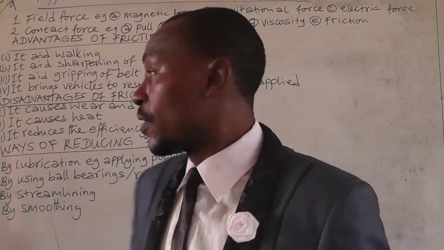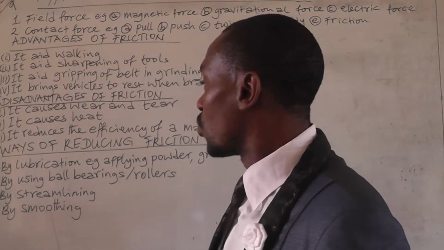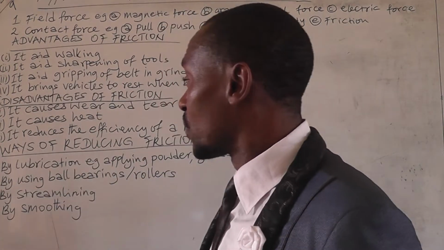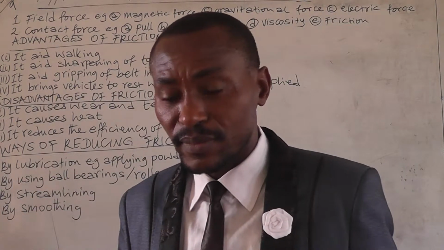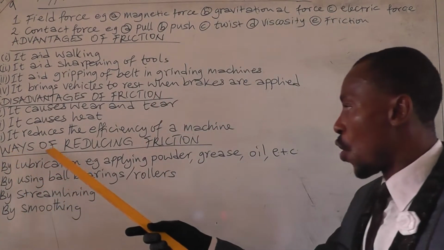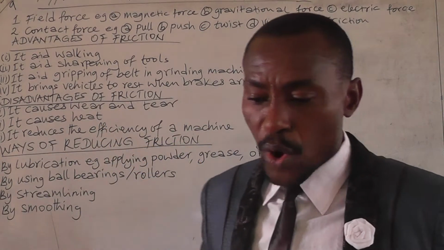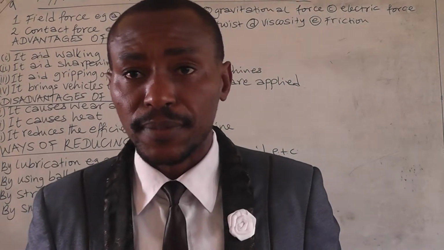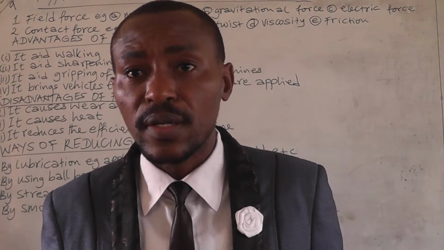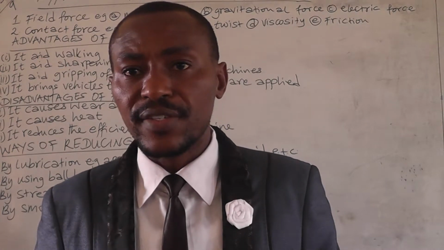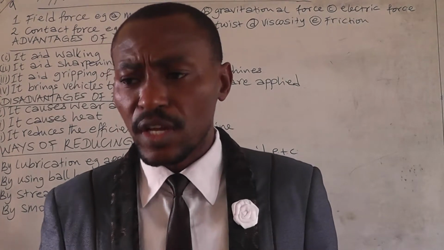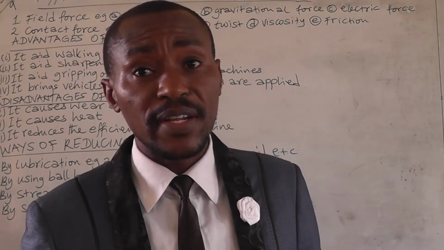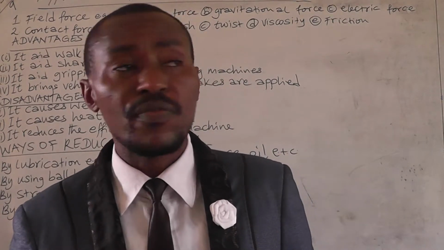Now, I would like us to go straight to the next point. Because we have disadvantages of friction, how do we reduce friction? That is why we have ways of reducing friction. Number one, by lubrication. You lubricate using what? Powder, oil, grease. You apply grease to this moving point in order to slightly reduce their friction, but not completely, because if you reduce it completely, there will be no movement.